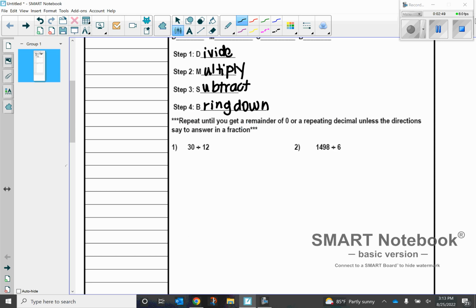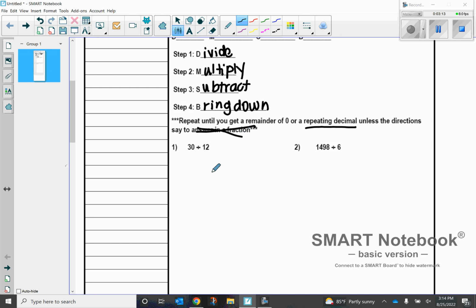Today we're going to have remainders. So we're going to repeat until we get a remainder of 0. Or, because that's not really going to happen to us today, we're going to get a repeating decimal or the decimal is going to end. Either the decimal is going to end or it's going to repeat, and we'll have examples of both of those today. The answer will not ever ask you to answer in a fraction, so you can just ignore that.